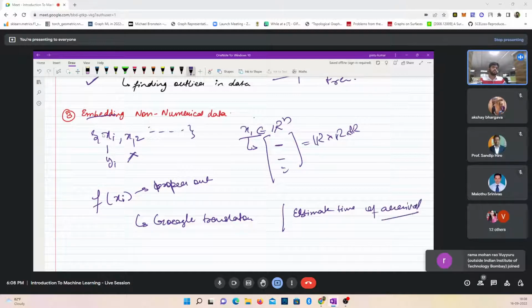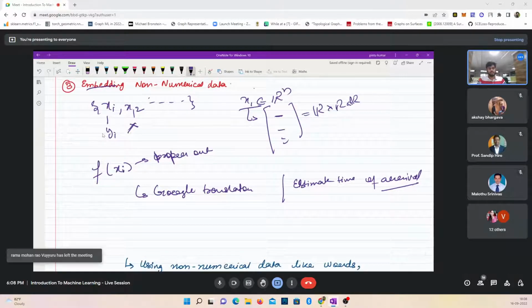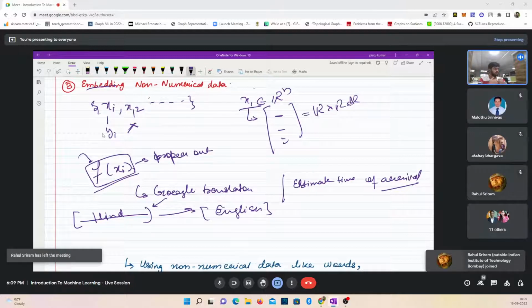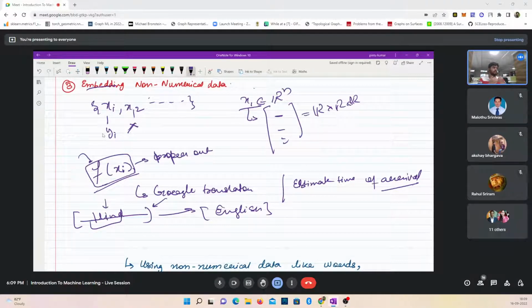So if you look at this kind of application, one thing you should notice, like Google Translator, is that it takes a sentence in one language, let's say a sentence in Hindi, and then it can output a sentence in English. But whatever we learned till now, most of those techniques took numerical values as input and outputted numerical values. Then how do we deal with these kinds of situations, where words are given as input or words are being given as output?